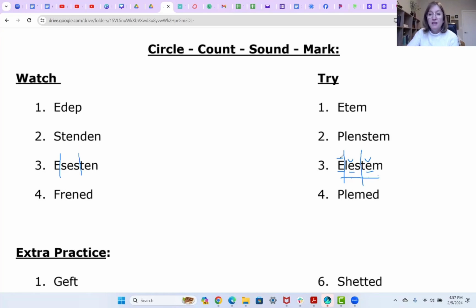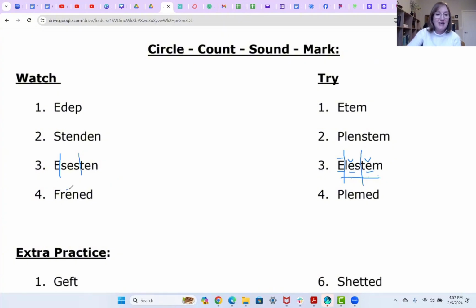So the sounds are E, L, E, S, T, E, M. E is this part, less is this part, and then tem is this part. Elestem. Good job, Susan. I see you nodding your head. Yay. Okay, let's try this one.